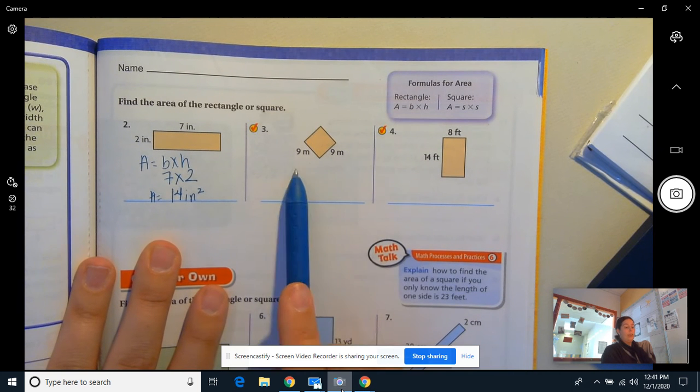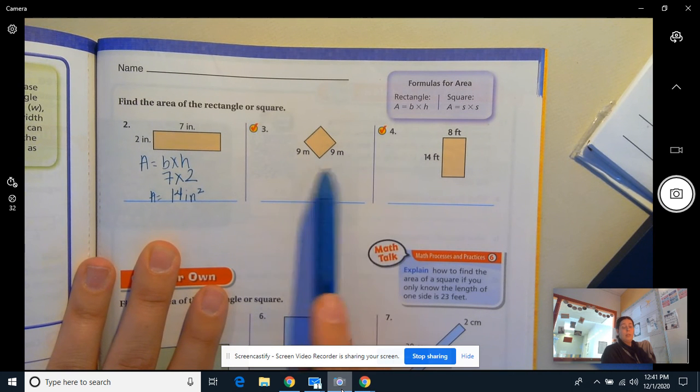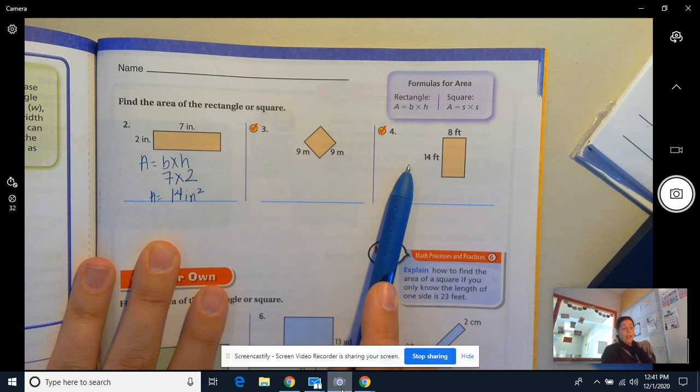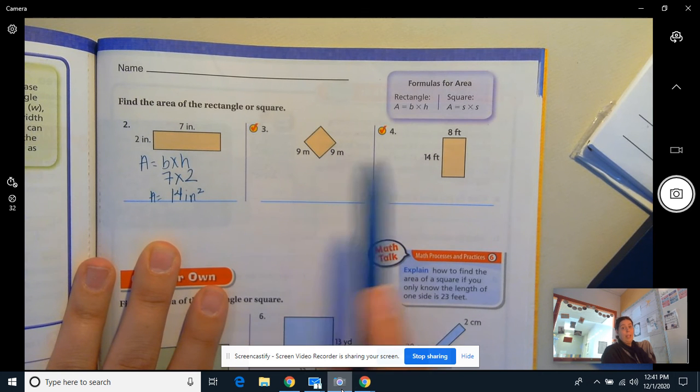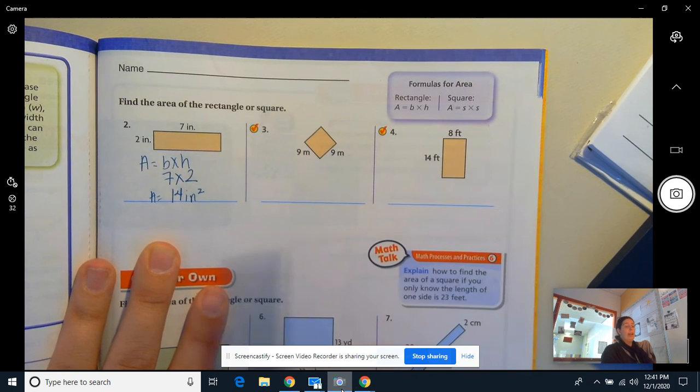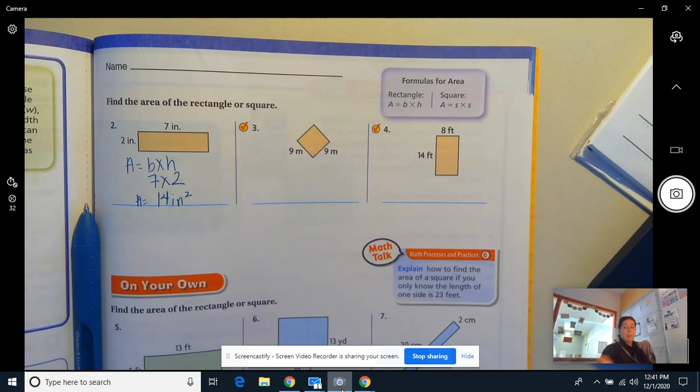You try number 3 and 4. Now, these math problems are a little more hefty than 2 times 7. So you may have to do the math problem off to the side or on a scrap paper to figure out the answer.